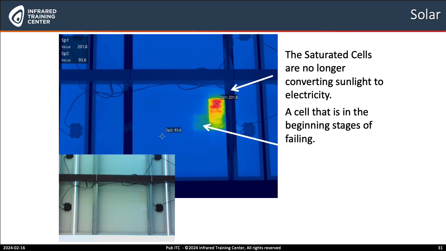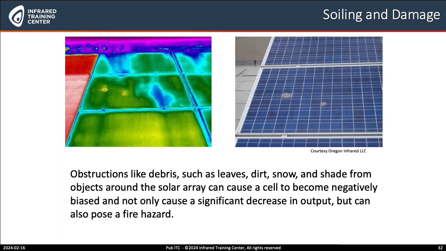I talked about debris, things that can get onto the surface. The number one killer of these solar panels as far as producing energy is dirt. And these panels should be cleaned at least twice a year, if not more.